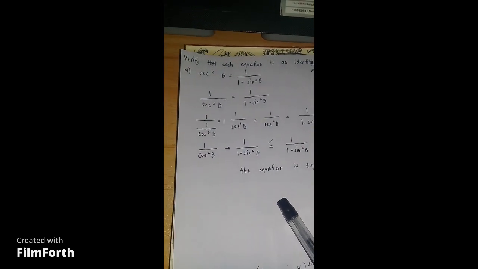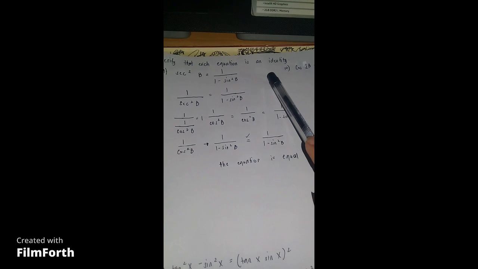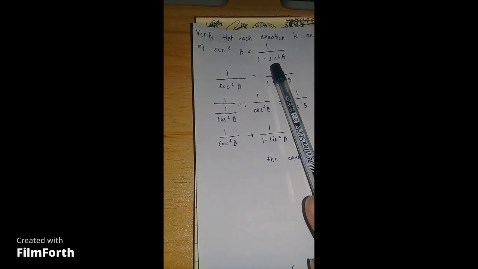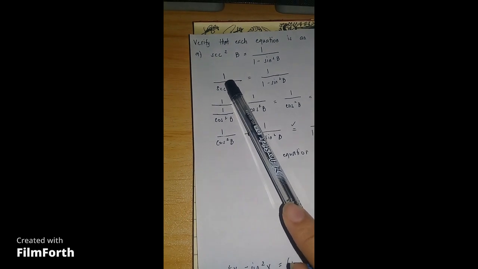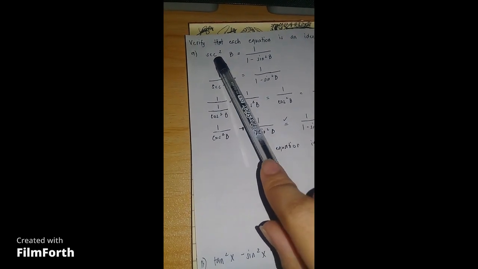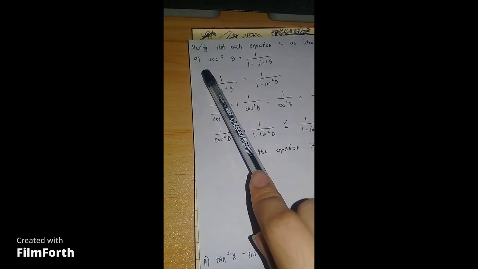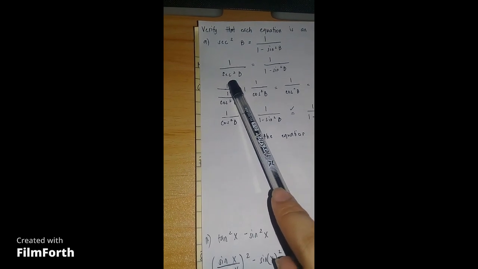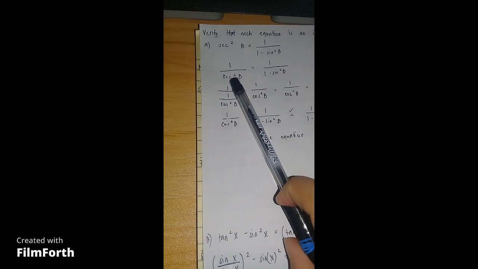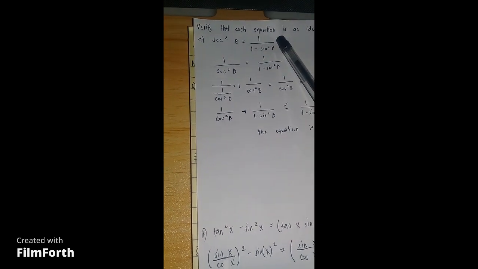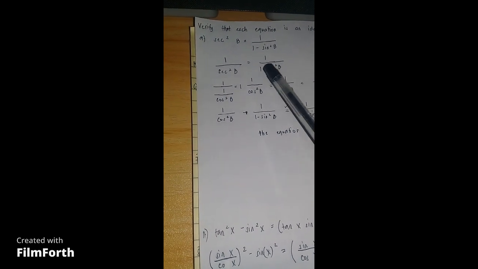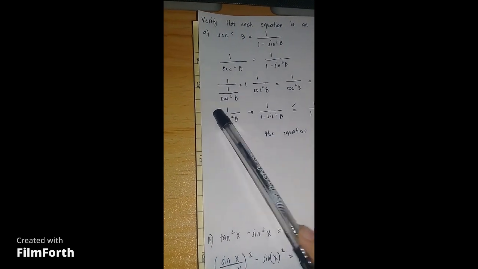So let's go next. Verify that each equation is an identity. So we have here number 9: secant squared b equals 1 over 1 minus sin squared b. So the value of secant squared b is 1 over cos squared b. So we copy the 1 over 1 minus sin squared b.